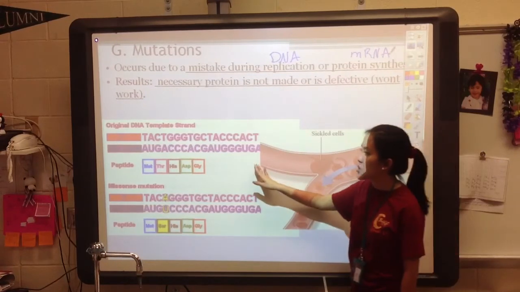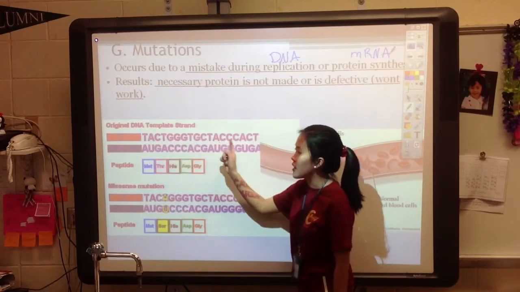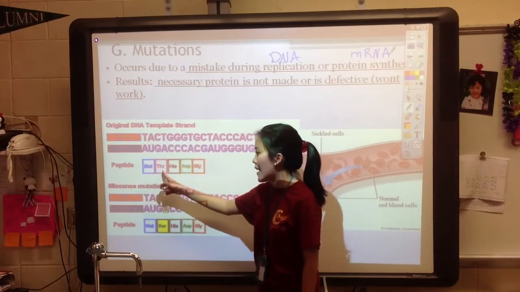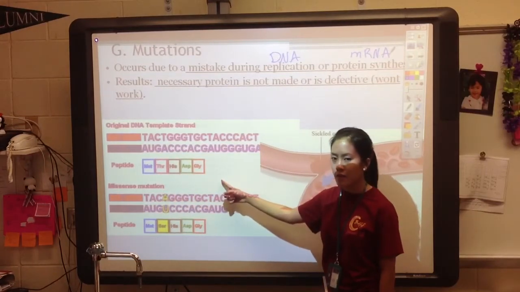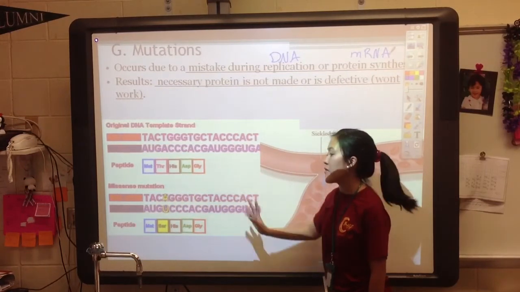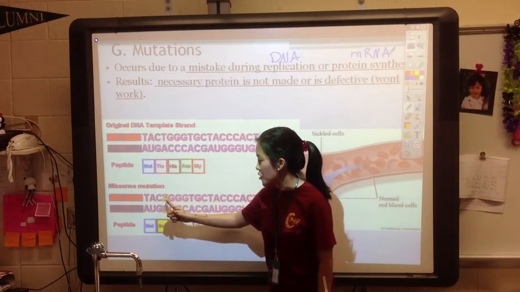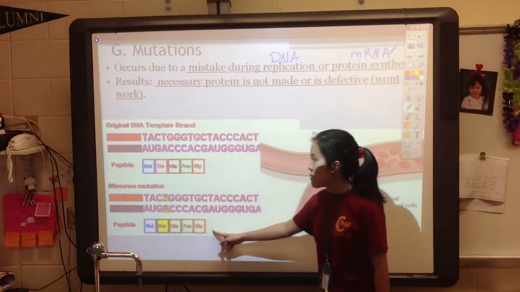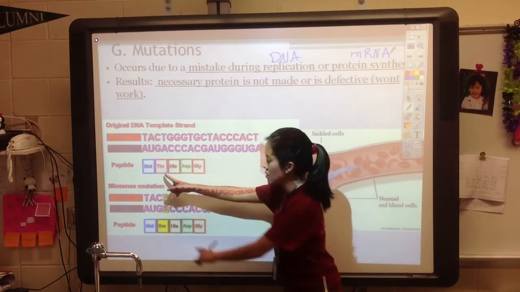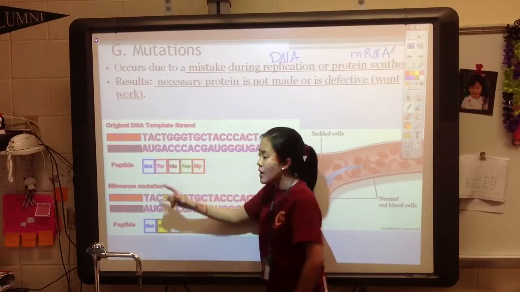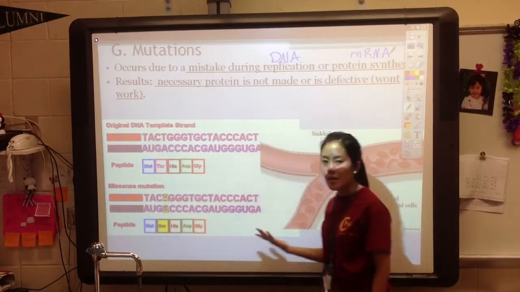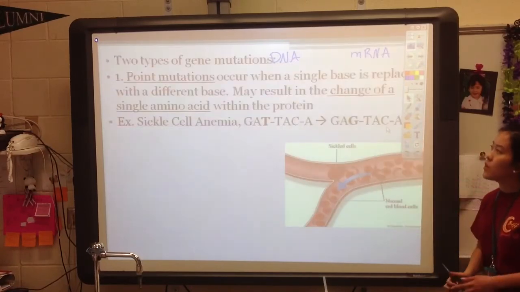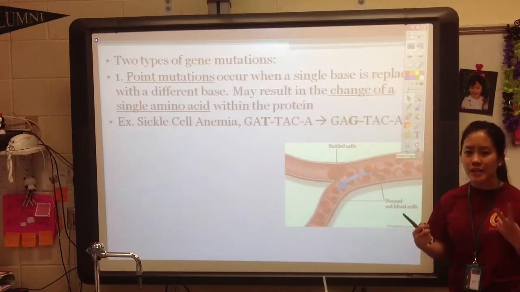And what you see in this first picture is the original strand of DNA. This is the amino acid that's made from that DNA and mRNA. But if there's a mistake, and right here you can see that a different letter was placed in there, then you end up making the wrong amino acid, in yellow. And when you make the wrong amino acid, you end up making the wrong protein. So when mutations occur, there's actually two main types of mutations.